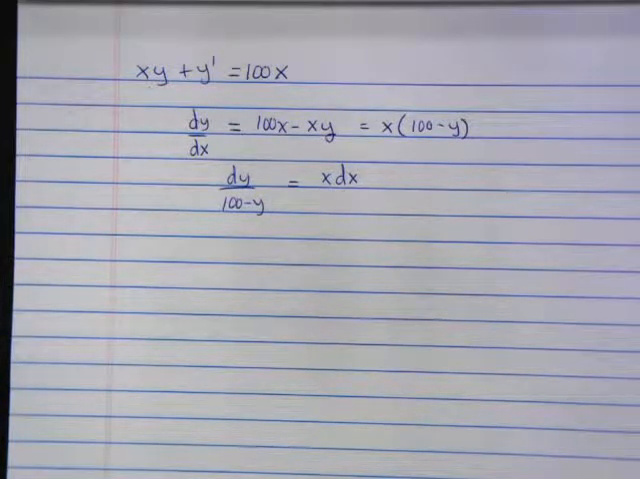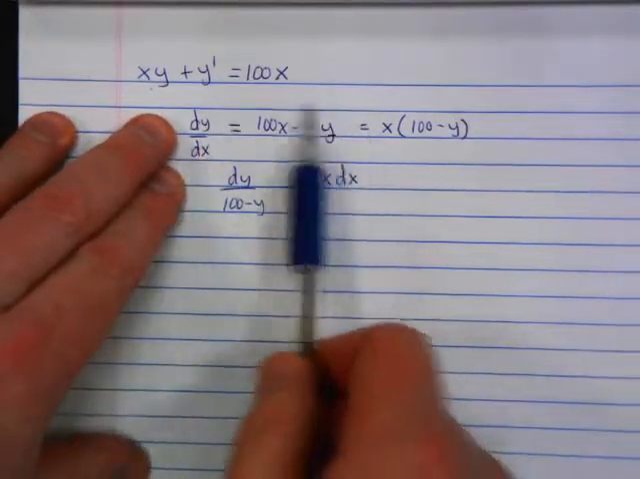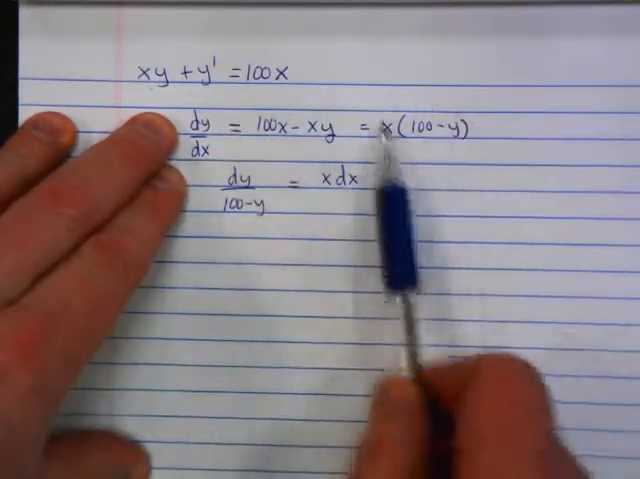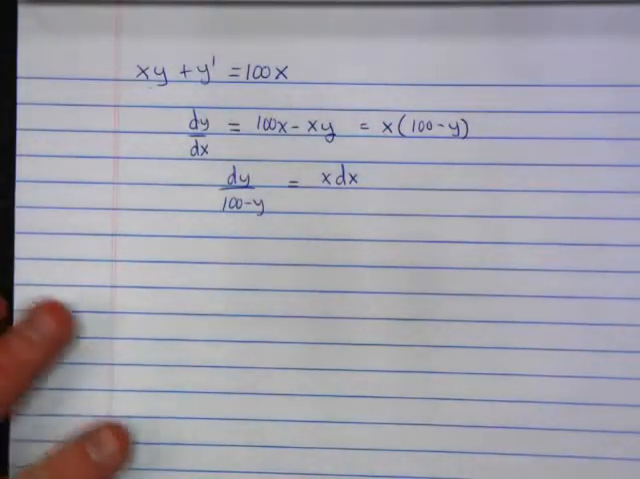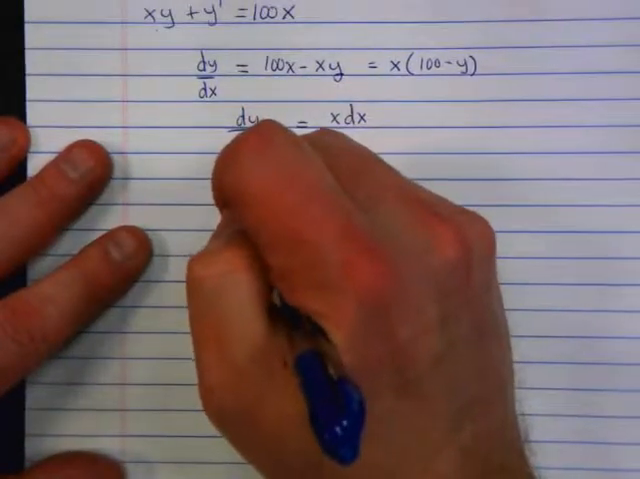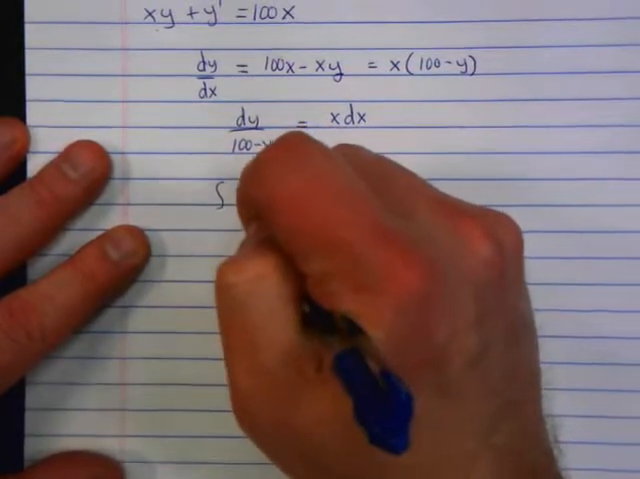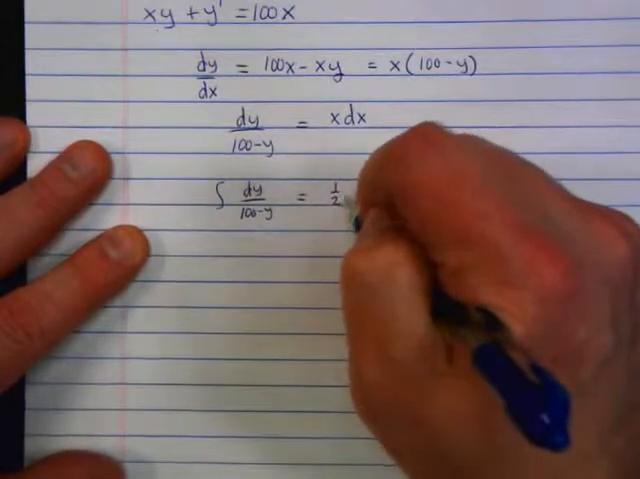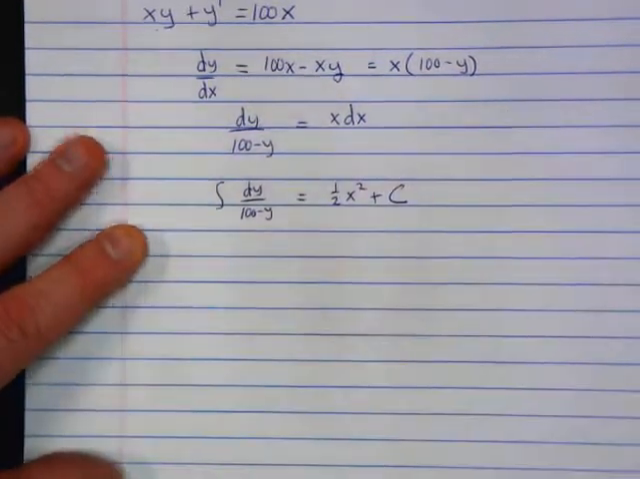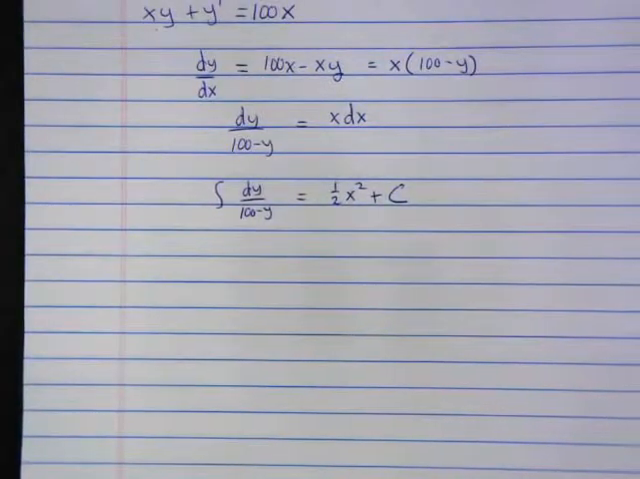All right, so there's the standard algebra that you have to go through. You get the dy dx alone, everything else on the other side, then typically you're going to be able to factor and then multiply and divide by the appropriate things. All right, we integrate. The integral of dy over 100 minus y equals, I can integrate this side without doing much thinking, 1/2 x squared plus c.